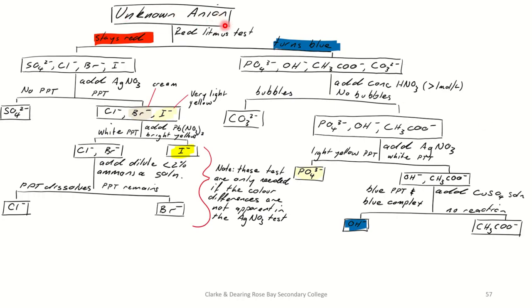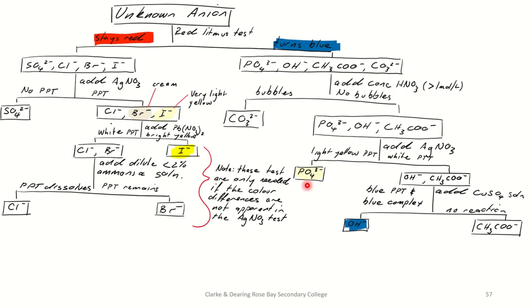In terms of unknown anions, you could use a litmus test. If it turns red, you get sulfate, chloride, bromide, iodide, so the acidic ones. And if it turns blue, we get these anions here. Further tests can be done, so you can add silver nitrate. If you get a creamy color, you get bromide. If it's a very light yellow color, it could potentially be iodide. And then you can separate it further with other solutions there.